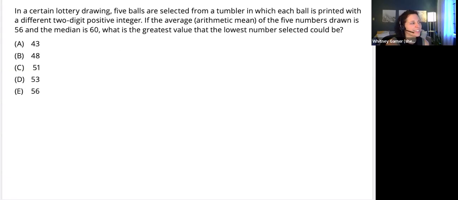I think you'll find that this one's a little bit more simplistic than the previous one, which is good. Again, we're dealing with average, we're dealing with median. So I've got 5 numbers. The nice thing this time is that they're actually telling us what one of those values actually is. If I were to add these 5 numbers up, then divide by 5, the answer would be 56. So it's going to be 5 times 56.